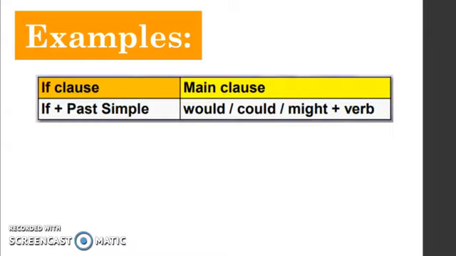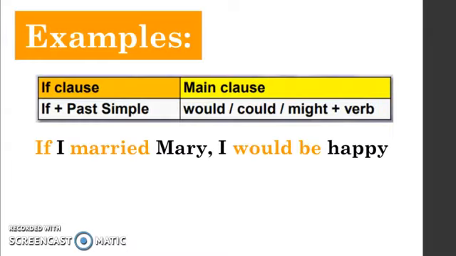Okay, now still the same with the zero and the first conditional, all you have to do is familiarize yourself with its form. Okay? Now, let's have an example. In this sentence, if I married Mary, I would be happy. Do you think this is a second conditional? Yes, that's right. This is an example of a second conditional, because in the if clause, it uses the past simple form of the verb, and then in the main clause, we use would plus the verb be. Okay?